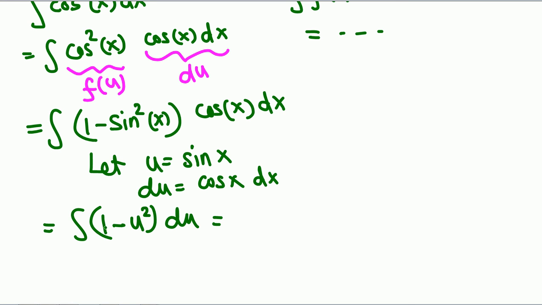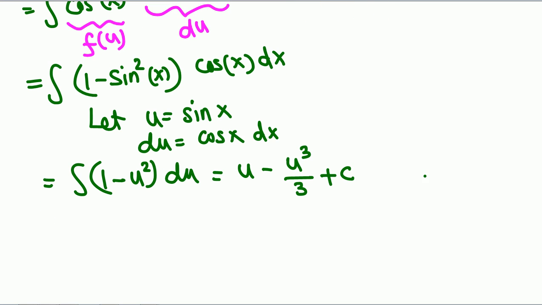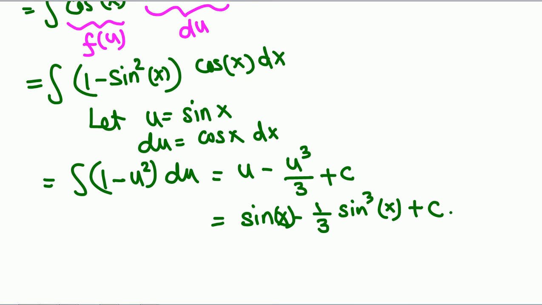Now let's find the antiderivative of 1 minus u squared with respect to u. The antiderivative of 1 is just u in this case, minus the antiderivative of u square, which is u cubed over 3, plus c. Now back substitute the value of u, and you get the answer. u is in fact sine x, minus 1/3 sine cube x. The parenthesis is not needed, plus c. Final.